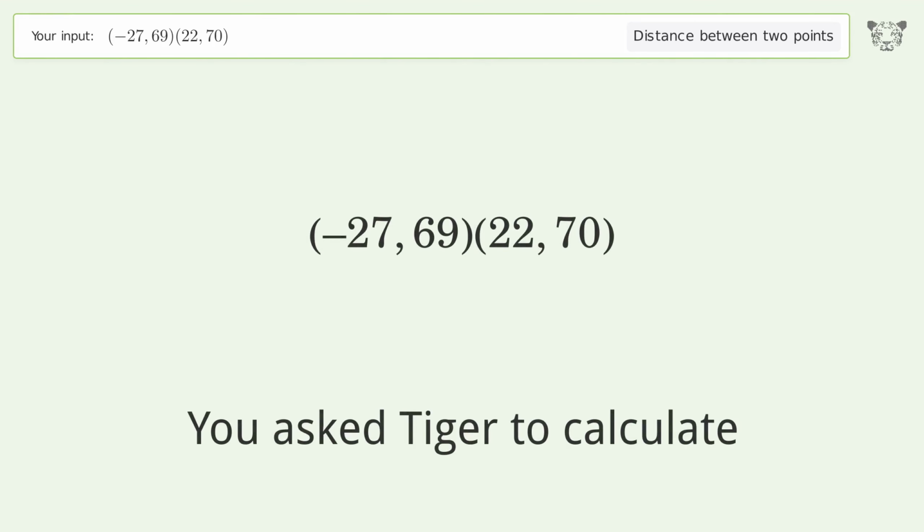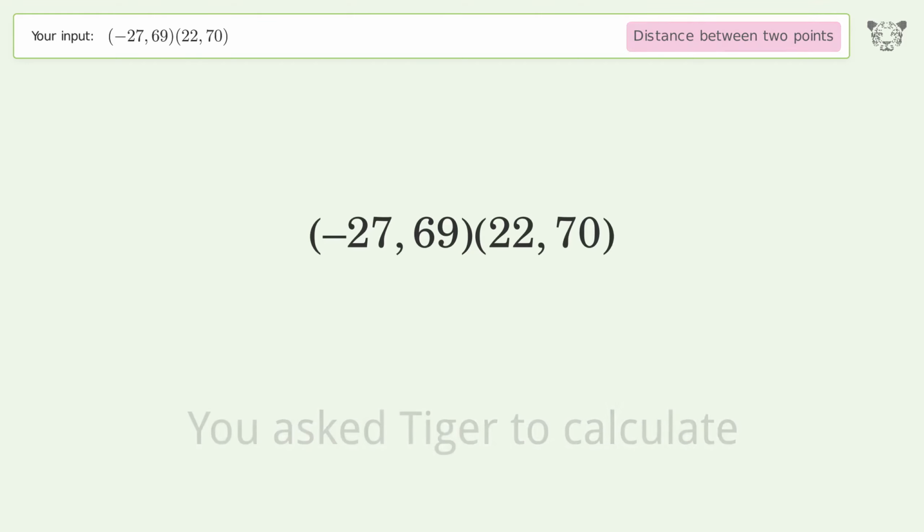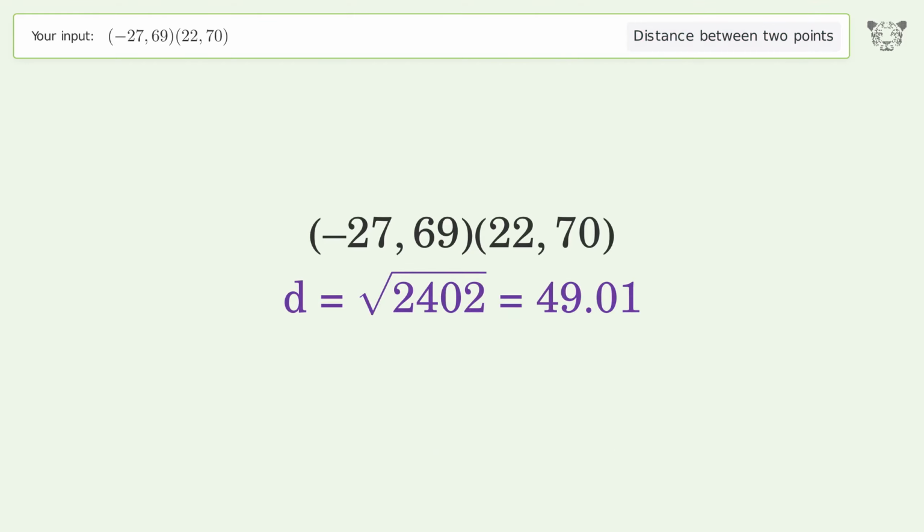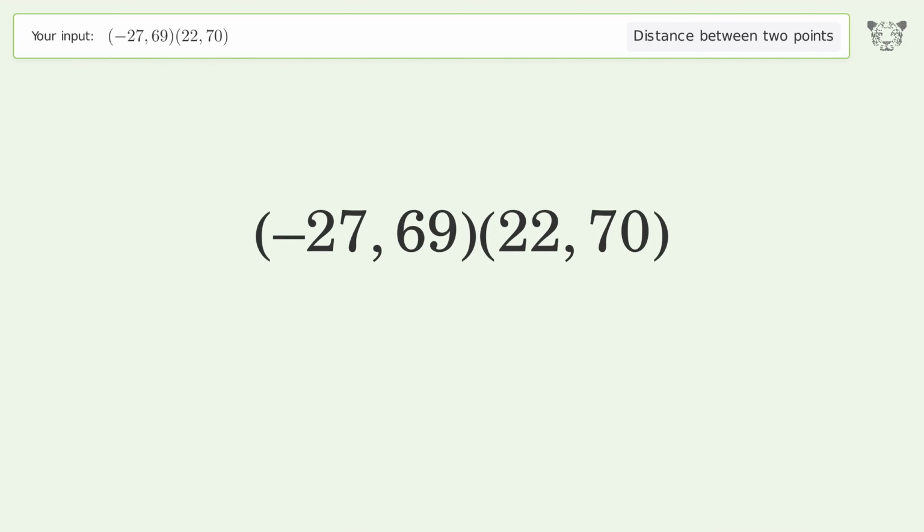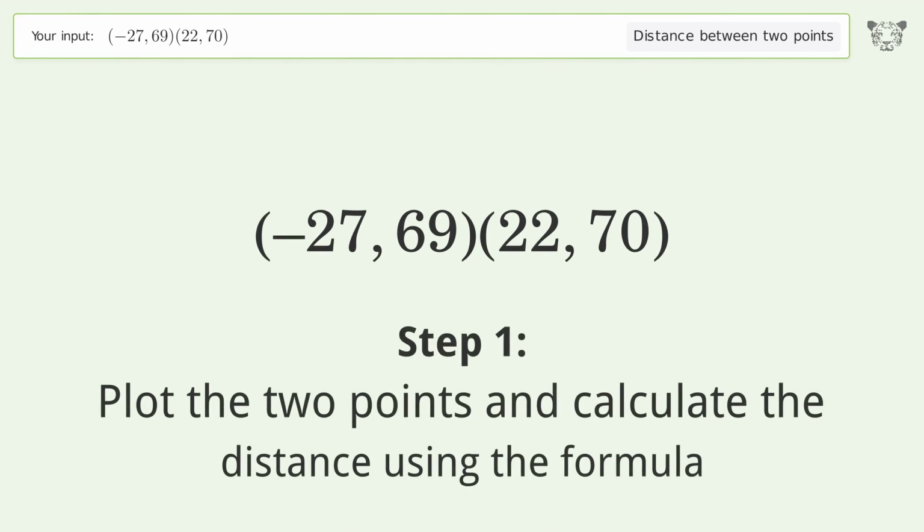You ask to calculate. This deals with the distance between 2 points. The distance between the 2 points is the square root of 2,402, or 49.01. Let's solve it step by step. Plot the 2 points and calculate the distance using the formula.